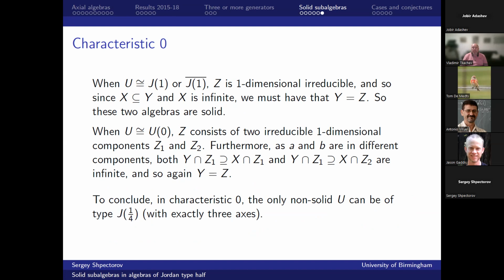And so to conclude, in characteristic 0, the only possible non-solid U is the algebra J of 1/4, when it contains exactly 3 primitive x's. Okay, it has more idempotents. It has infinitely many idempotents if the field is algebraically closed, but only 3 of them are x's. So that is the only possibility that's not solid.